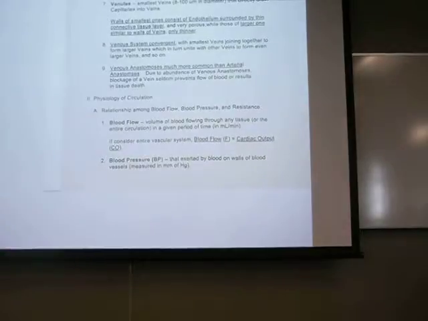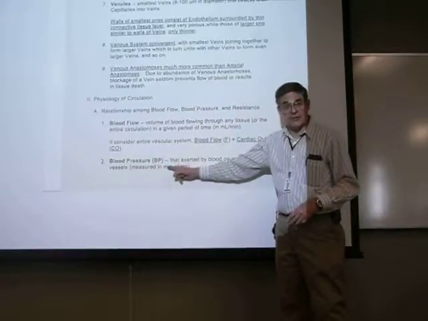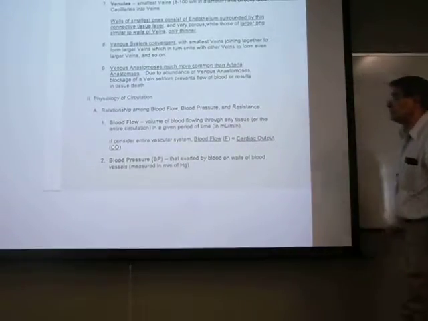We're going to look now at the physiology. We've looked now at the anatomy of the vessels. We've described different kinds of arteries. We looked at different kinds of capillaries, and then the veins themselves. So we're going to talk about blood flow and blood pressure, particularly the latter, blood pressure.